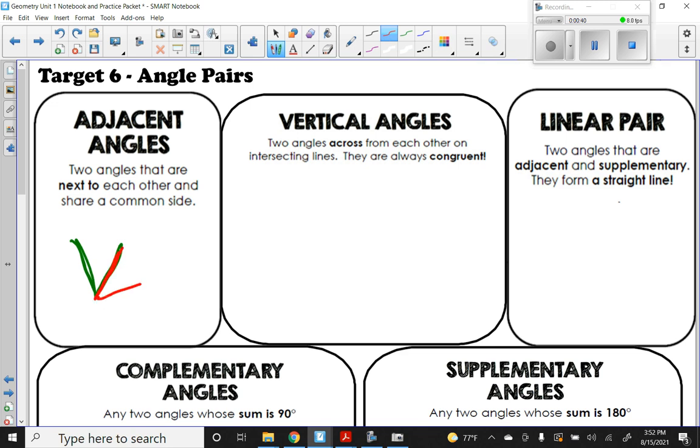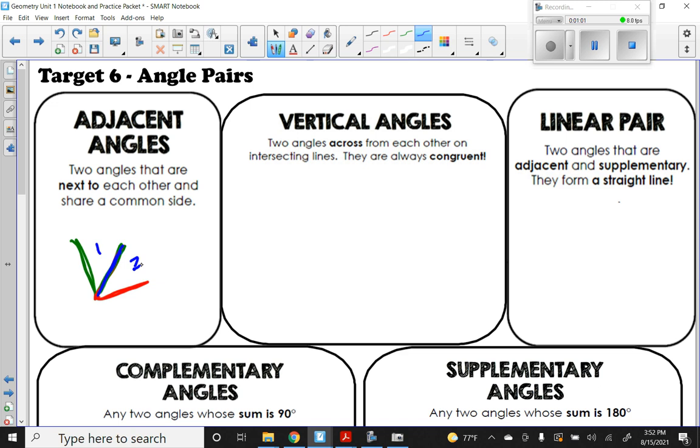So I call them neighborly. They're sharing this common side, so I'll make the common side in blue. That's it. They're just neighborly angles, adjacent to each other. Angle 1 is adjacent to angle 2.